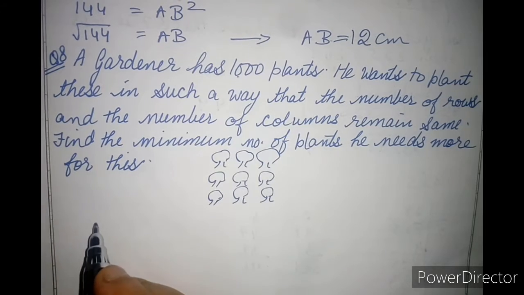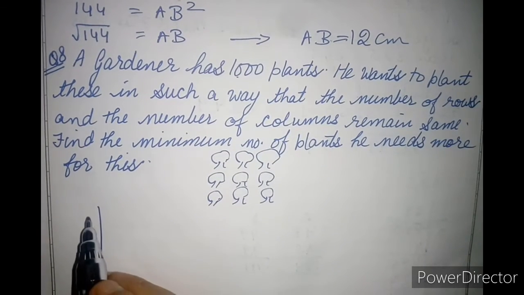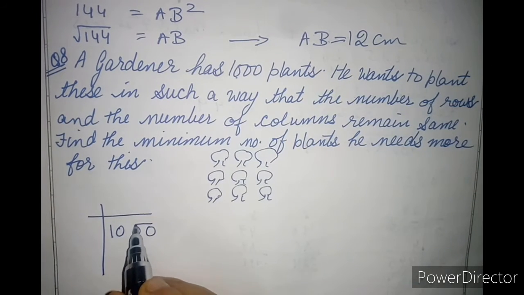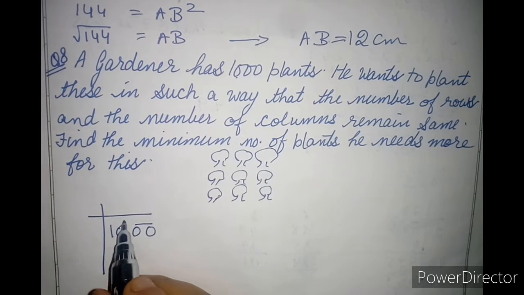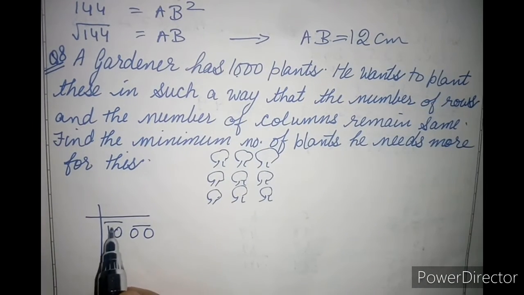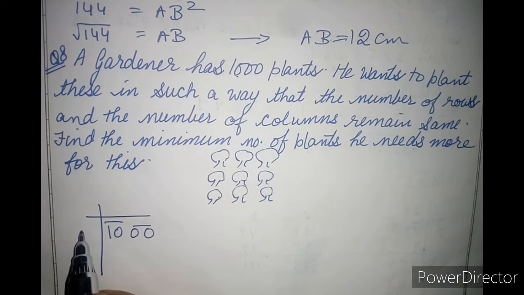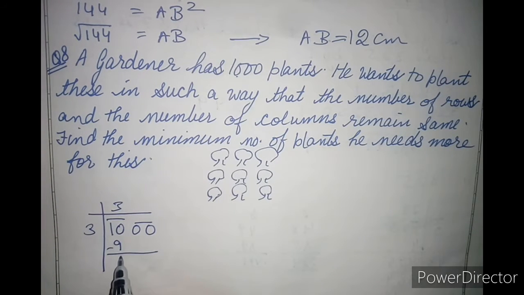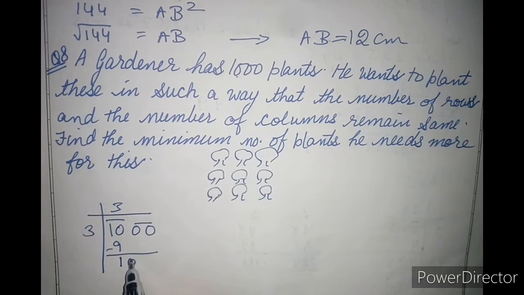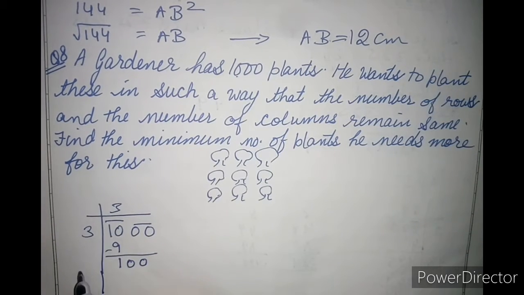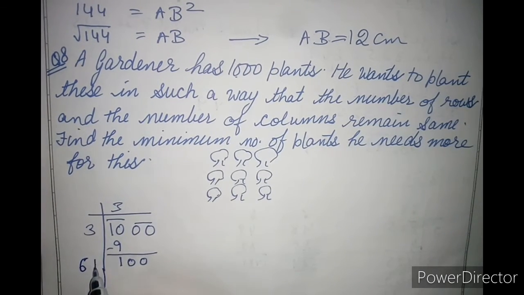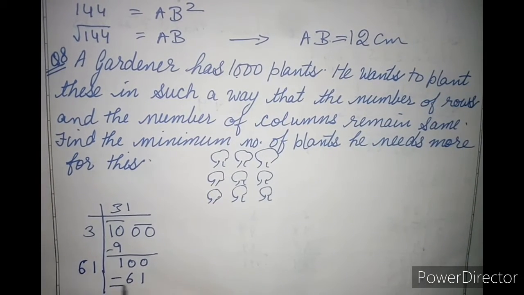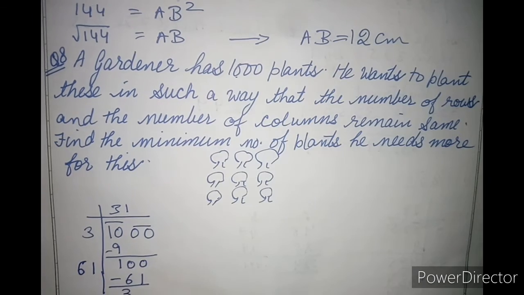So what we will do? Find the square root of 1000. Pairing: 00 and 01 make 2 pairs. 3 3s are 9. On subtracting you will get 1, and the double 0 will come down. Double of 3 is 6. 62 2s would be bigger, so 61 1s are 61. You will get 39.